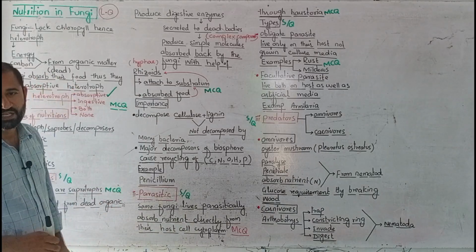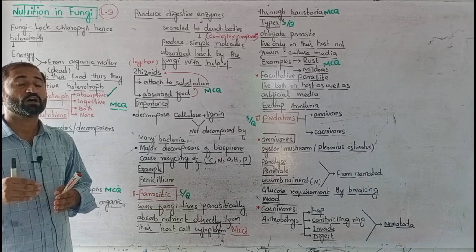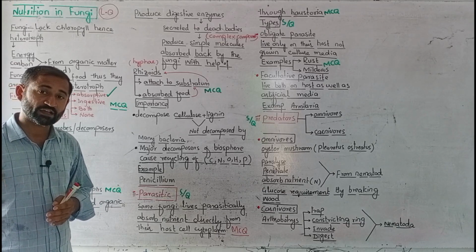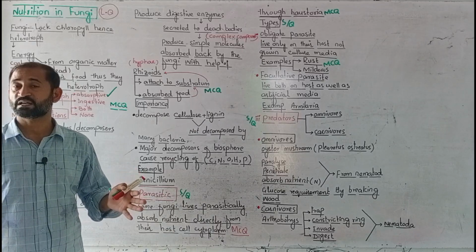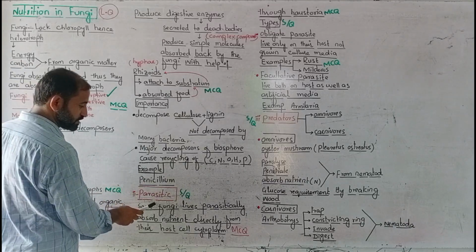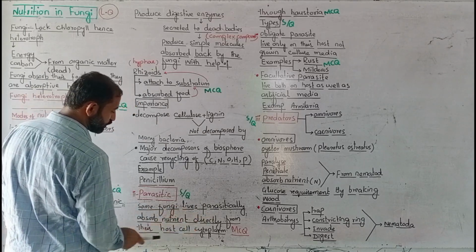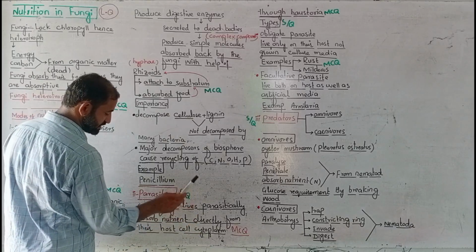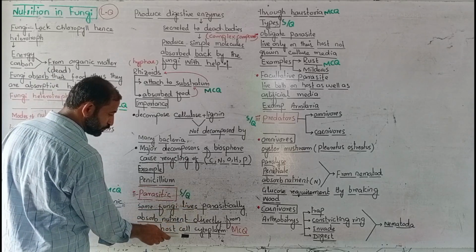Parasitic mode of nutrition. Parasitic mode of nutrition is how fungi obtain food by living parasitically on their host. Means they are decomposers as well as parasites. So in parasitism, how they get food from their host, we will study in this topic. Some fungi live parasitically and absorb nutrients directly from their host cell cytoplasm.